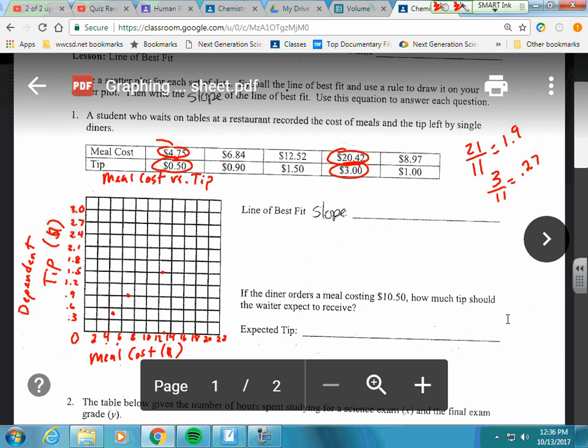Okay, and then we have 20.42 is $3. So that's going to be a little past 20. I'm going to put a mark at 3. And then we have 8.97 is $1, so almost 9. And I'm going to go up about where $1 would be, right about in there. Okay. So here are my dots.